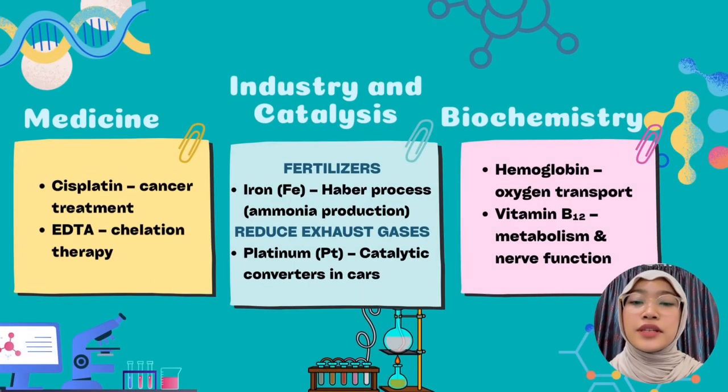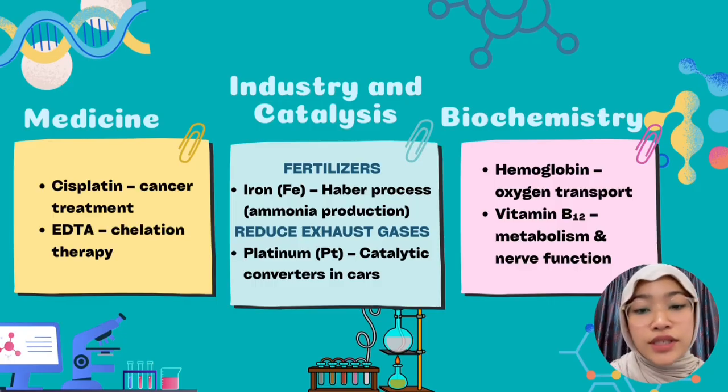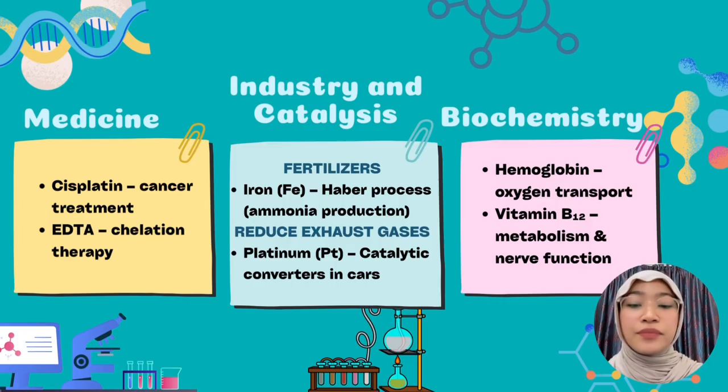Now I will be explaining the applications of transition metals and coordination compounds. Transition metals and coordination compounds have many important real-world applications. In industry, iron is used as a catalyst in the Haber process to produce ammonia, which is essential for fertilizers, and platinum is used in catalytic converters in cars to reduce harmful exhaust gases.